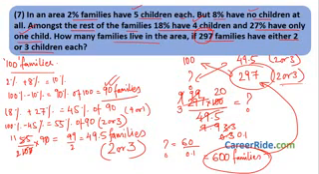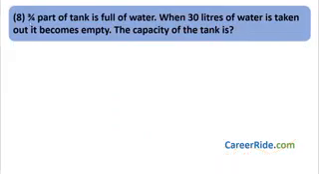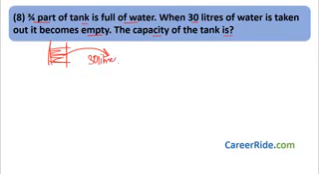Going to question number 8. 3/4 part of a tank is full of water. When 30 liters of water is taken out, it becomes empty. The capacity of the tank is, now what they say, there is a tank, okay, this is the tank and 3/4 of it is filled with water. Now they take out 30 liters of water, right? And what happens is that the tank becomes completely empty.